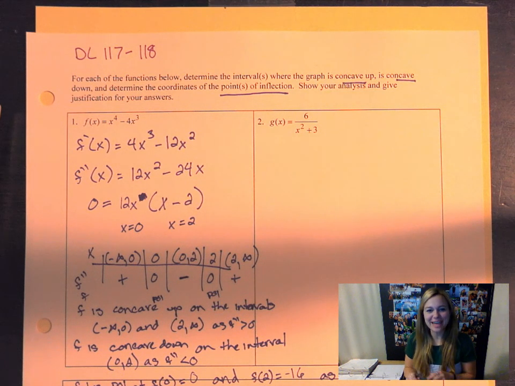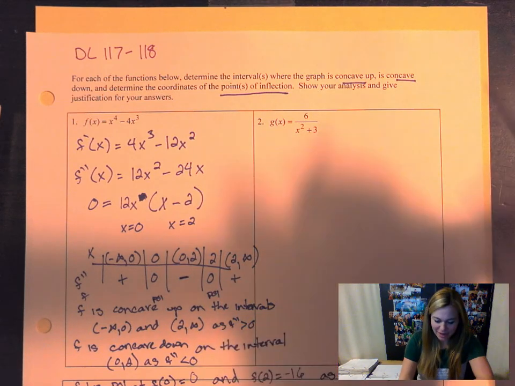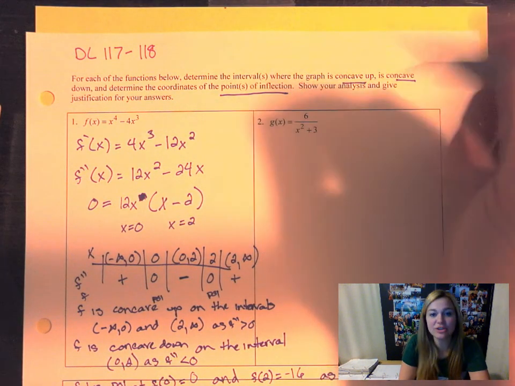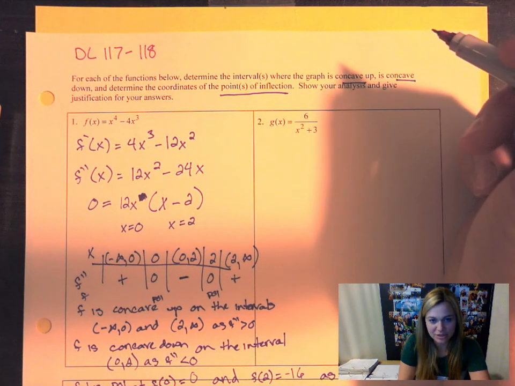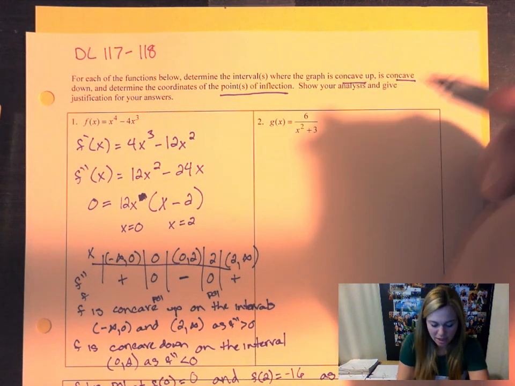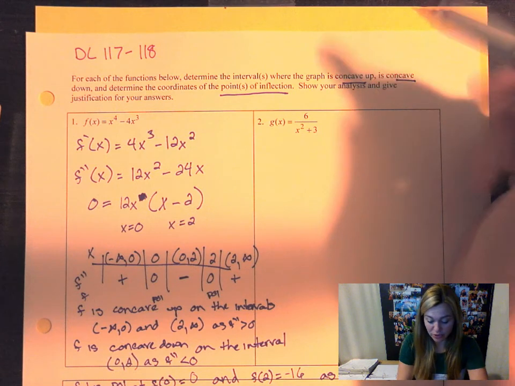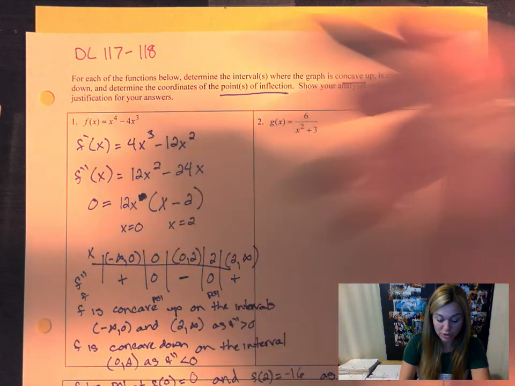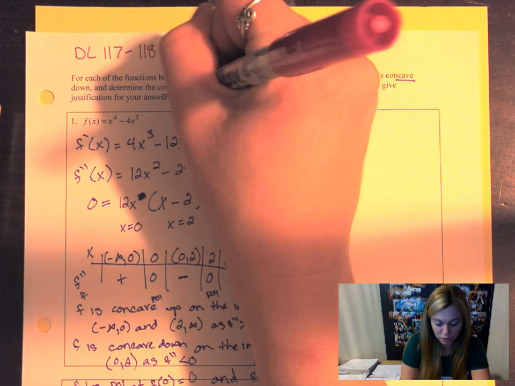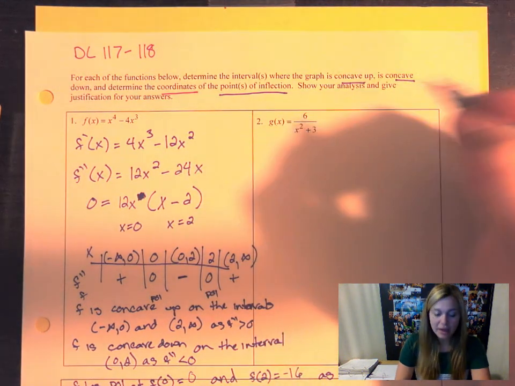Right, let's do some more calculus. So here, we started this yesterday, but I want to just make sure that you're good with this before we move on to something slightly different. It says determine the intervals where the graph is concave up, concave down, determine points of inflection, or the coordinates of the points of inflection. Coordinates is important. You need an x and a y value.